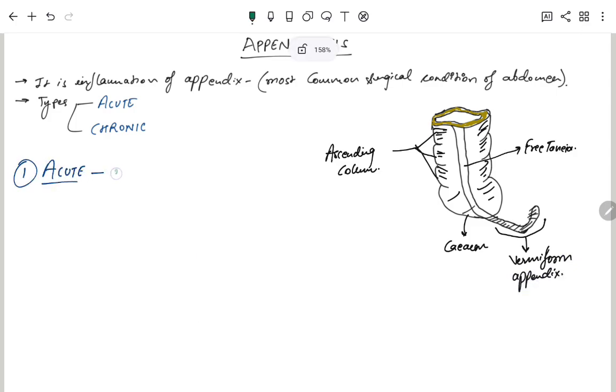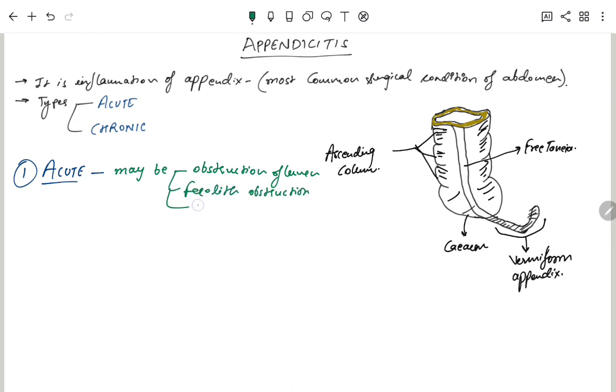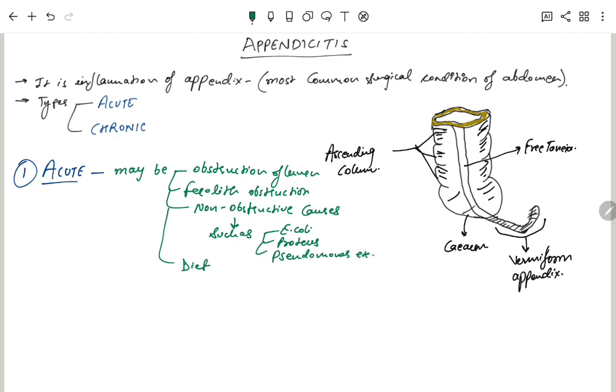Now, acute appendicitis is because of the obstruction of the lumen, inside or outside of the lumen. So fecal-lift obstruction is the most common cause of appendicitis. Non-obstructive causes include infections such as from E. coli, Proteus, Pseudomonas, etc. Diet, socioeconomic status, and hereditary are all some etiology of the appendicitis.